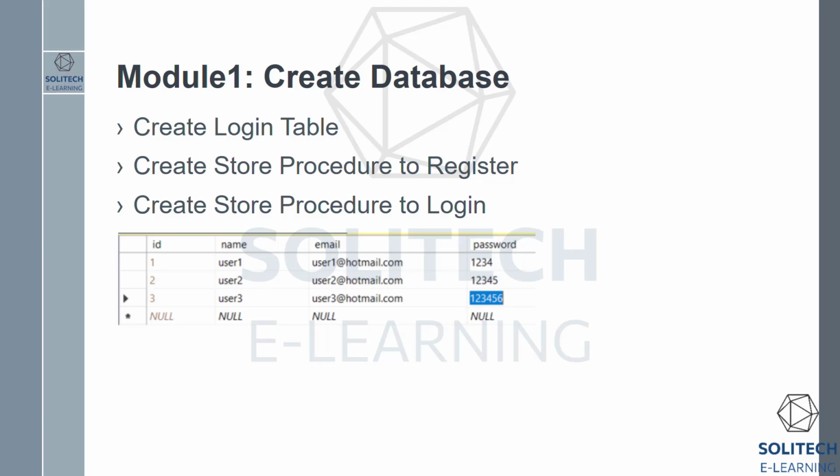First thing, we will create database. Then create stored procedure to register and login. The below table have 4 columns: ID, name, email, and password. In the ID column, we will enable identity property to generate new value based on the current seed and increment. Let's start now to create the database.